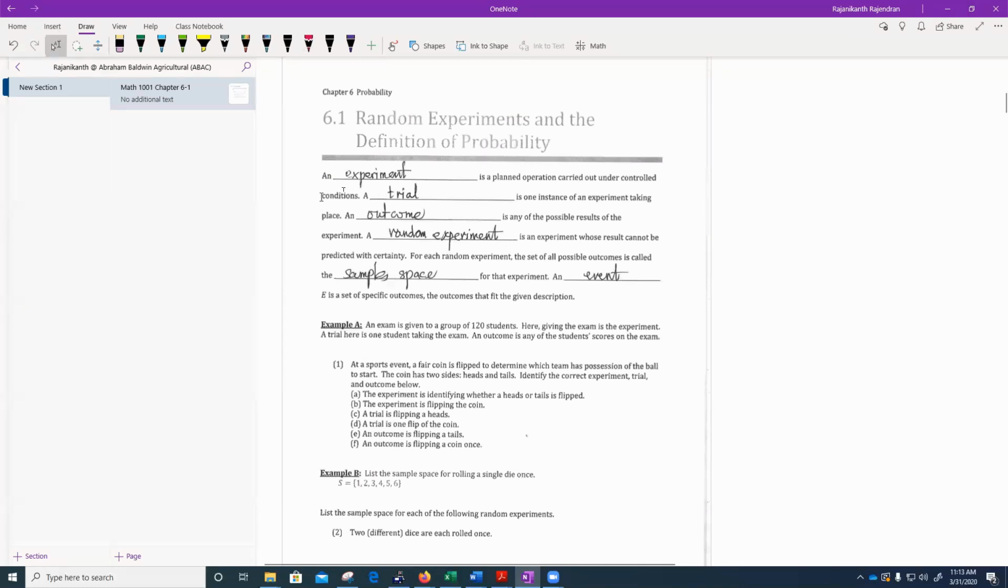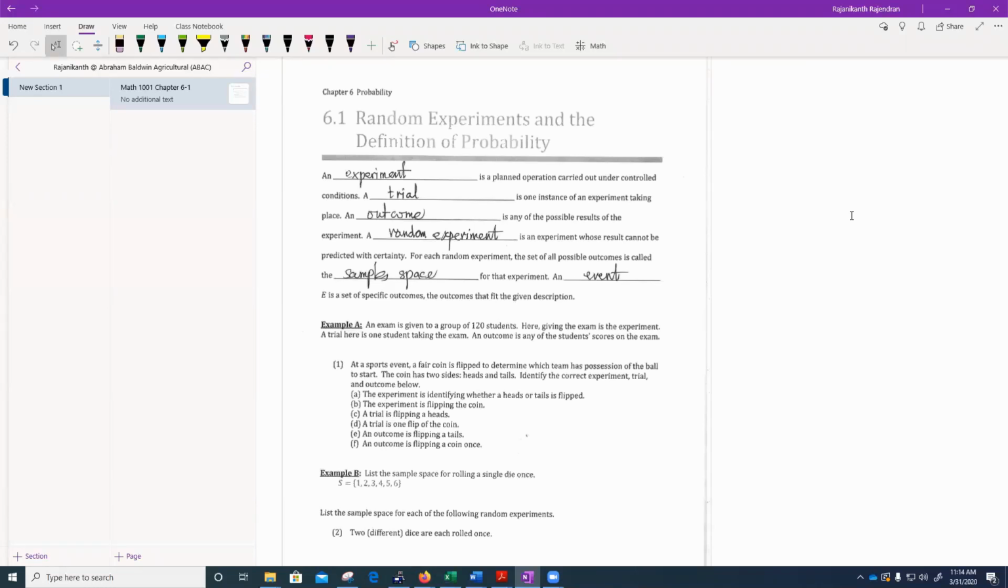Okay, experiment. An experiment is a planned operation carried out under controlled conditions, right? So an experiment is kind of you are doing mathematically the things to get some result, which is called the experiment. A trial is one of those incidents. So experiments may have so many steps, but if you look at only one instance among those, which is called a trial, okay? Now, outcome is any kind of possible result you are getting when you do an experiment.